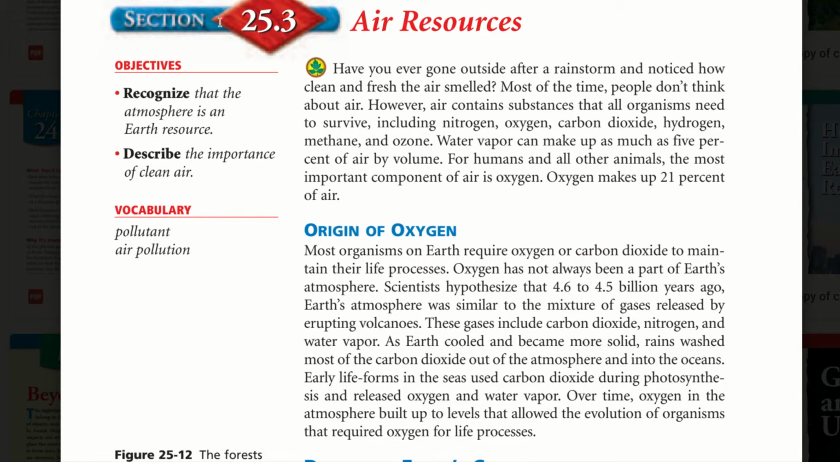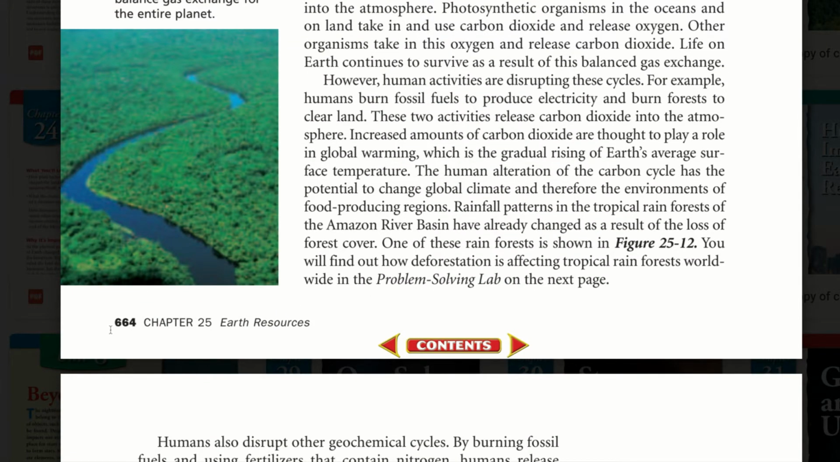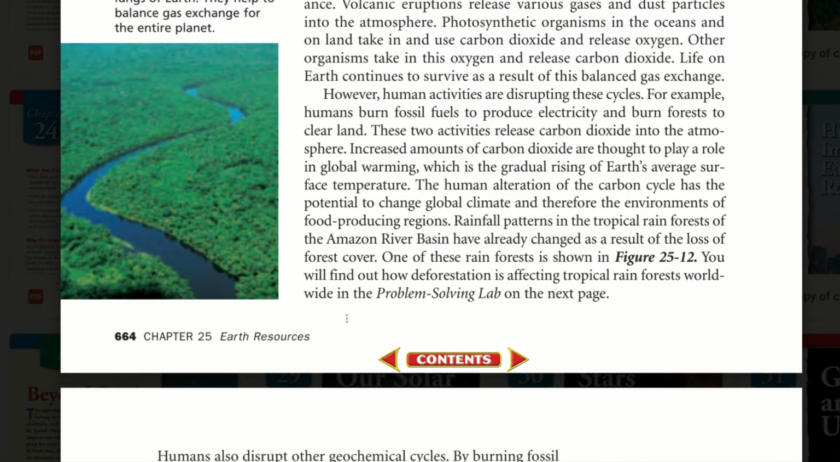We are reading chapter 25, section 3 on page 664.